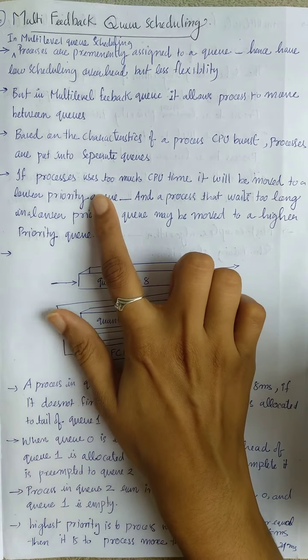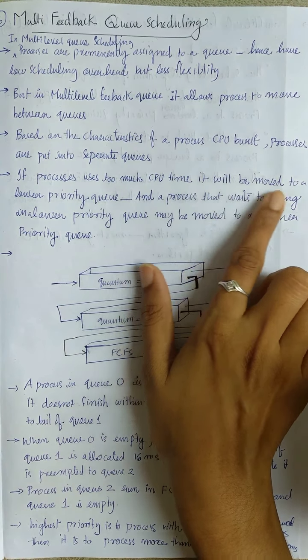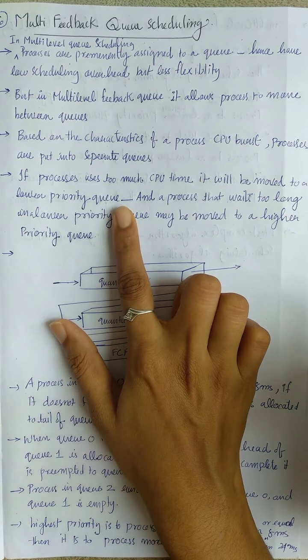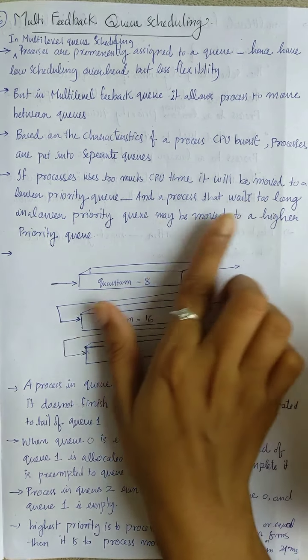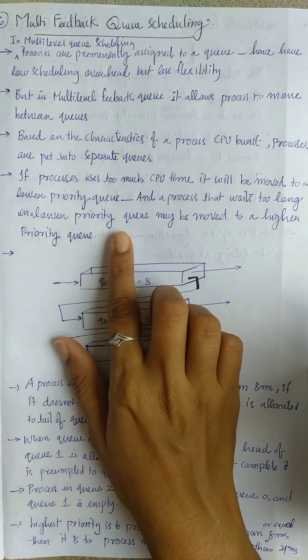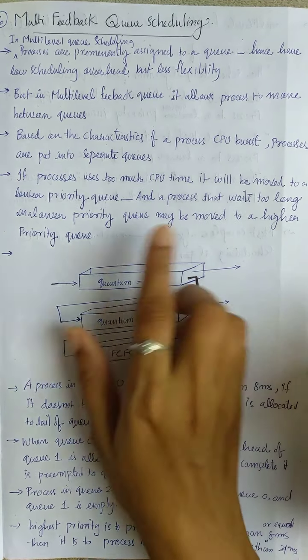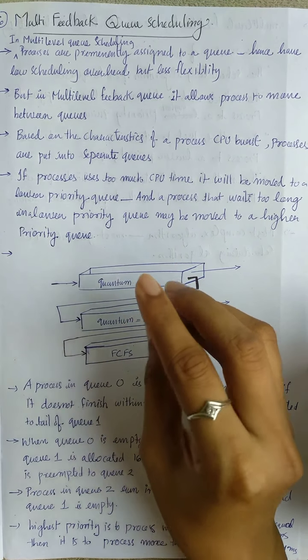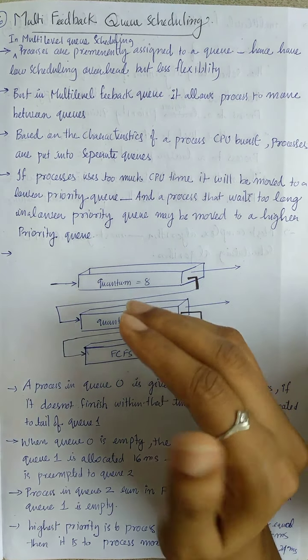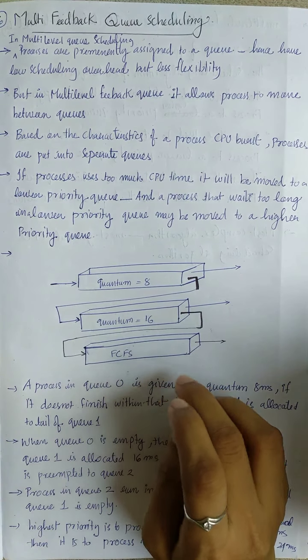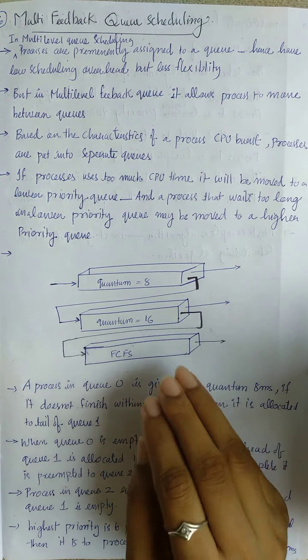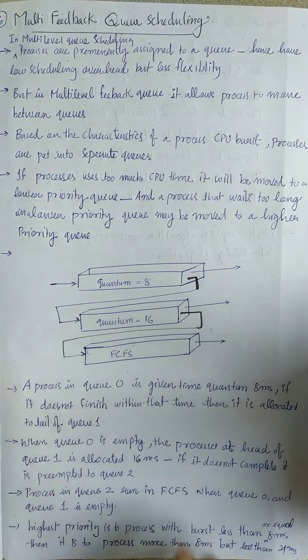If a process uses too much CPU time, it will be moved to a lower priority queue, and if a process waits too long in a lower priority queue, then it will be moved to a higher priority queue. So processes with higher CPU burst time are put into lower priority queues, and if a process stays in that lower priority queue for a very long time, then it is brought back to the higher priority queue.